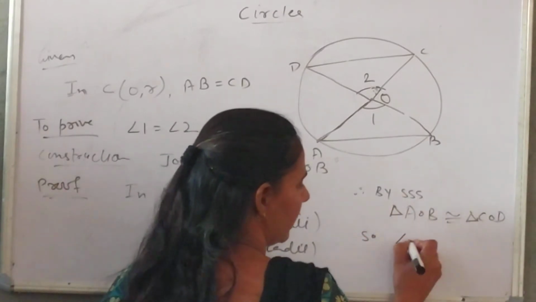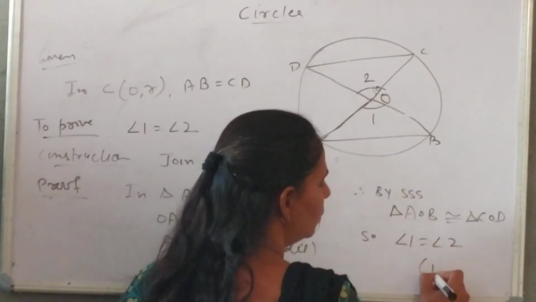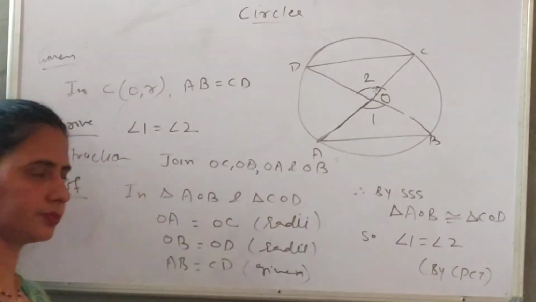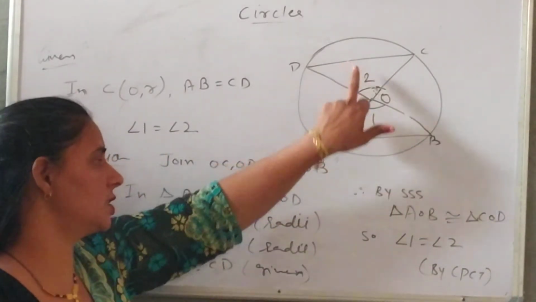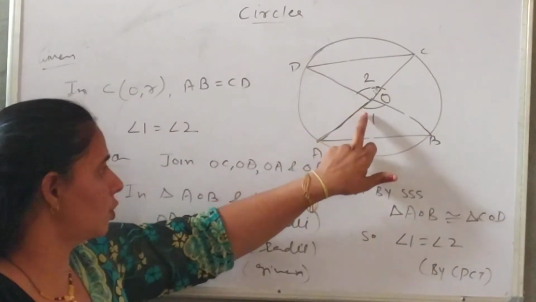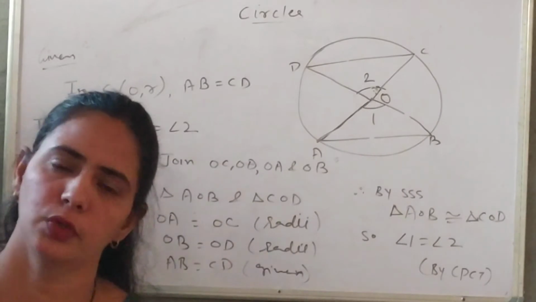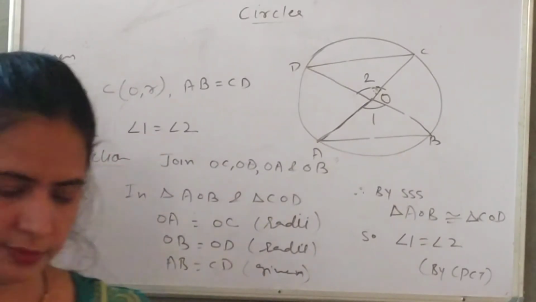And we know if two triangles are congruent, then their corresponding parts are equal. So angle 1 is equal to angle 2 by CPCT. Triangle AOB and triangle COD are congruent, so their corresponding part, angle 1, is equal to angle 2. So this is the proof of theorem 10.1.